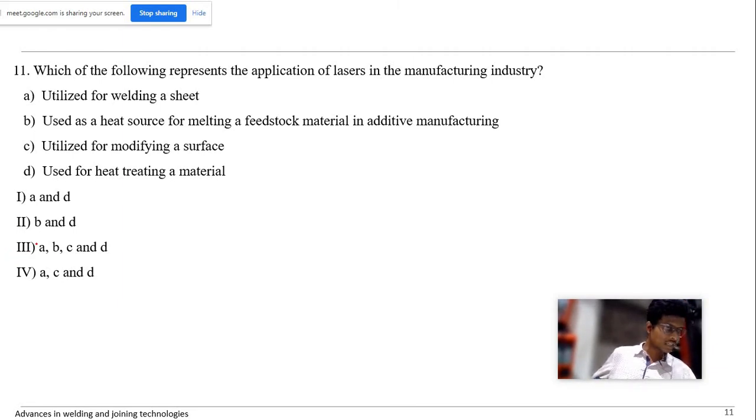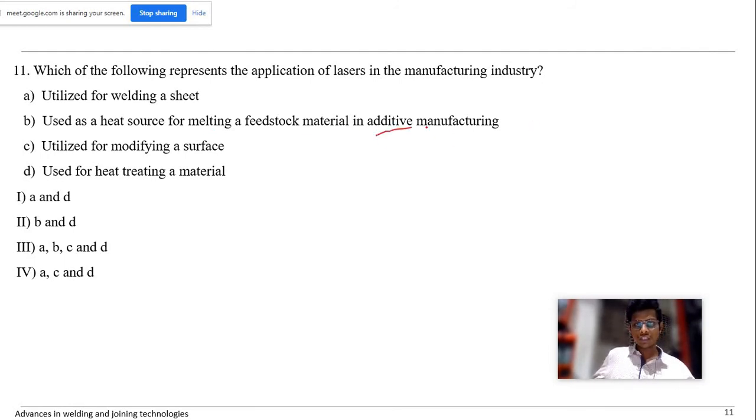Very few are interacting, and others are not. Okay, Vivek has answered it as A, B, C, D. Yeah, it's correct only. Praveen answered. Okay. Yeah, A, B, C, all four are correct. Used as a heat source for melting feedstock material in additive manufacturing.